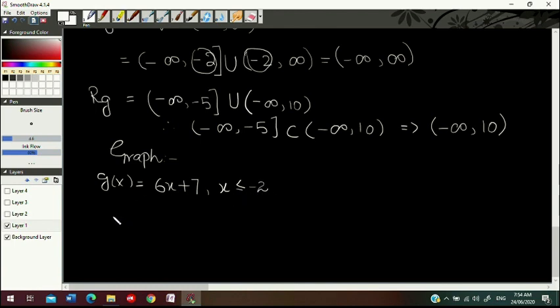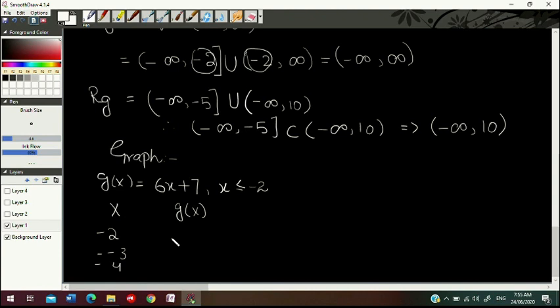When we give different points to x, we get the corresponding values for g of x. We have to take all those values which are less than or equal to minus 2. So the first value must be minus 2, the second value is minus 3, then minus 4, and so on.